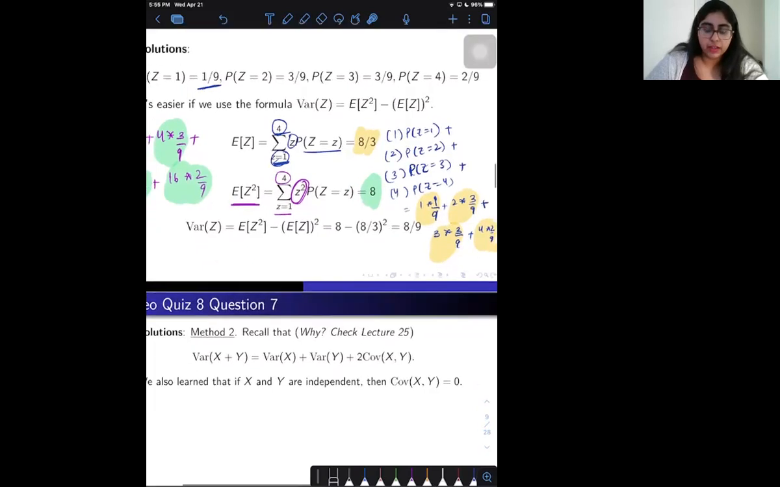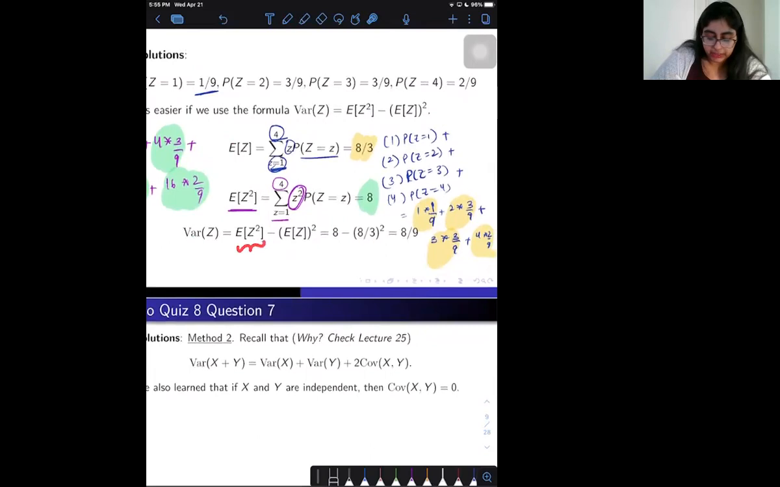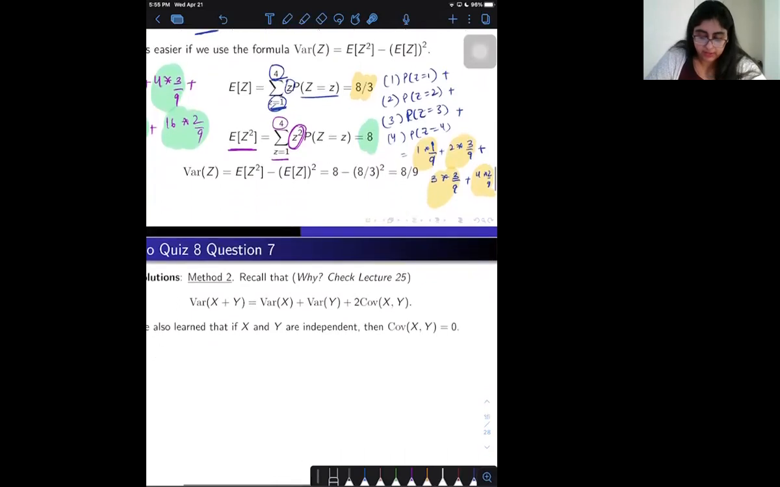Okay. So now the last part is, of course, to find the variance of Z, which is just the expected value of Z square minus the square of the expected value of Z. So the expected value of Z square we found as 8. So 8 minus the square of 8/3. If you do that, you get 8/9, and that is your answer right here.